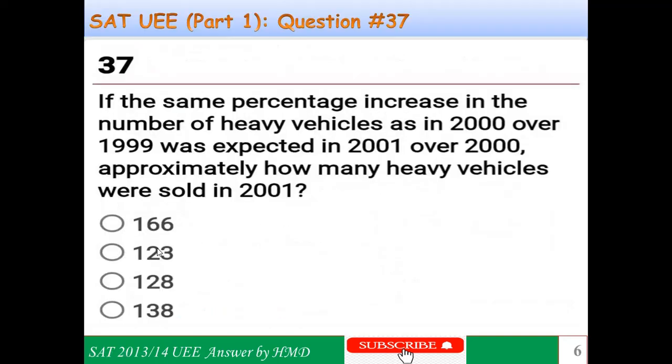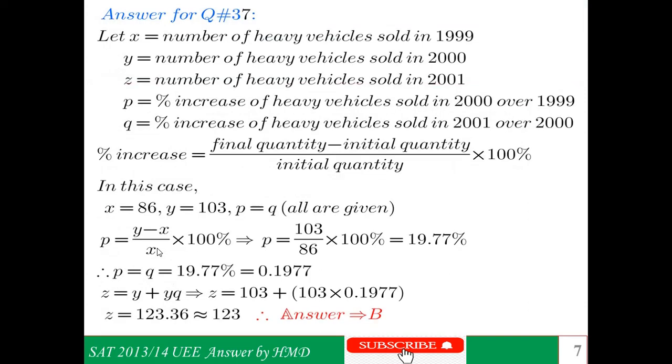So let's come here. Before watching the next session, please try to do it by yourself and check your answer with my answer. Okay, let's get started to answer question 37. Here, let X be the number of heavy vehicles sold in 1999. Let Y be the number of heavy vehicles sold in 2000. Let Z be the number of heavy vehicles sold in 2001, which is going to be unknown, right?